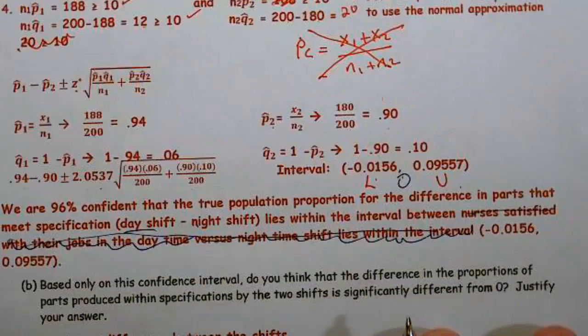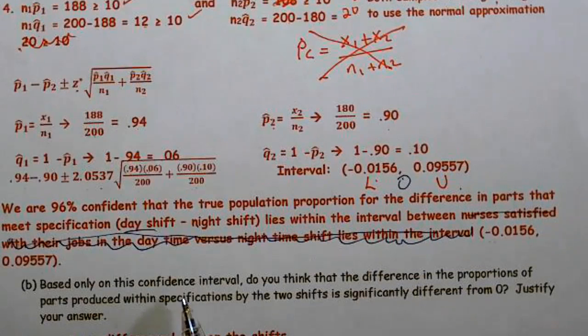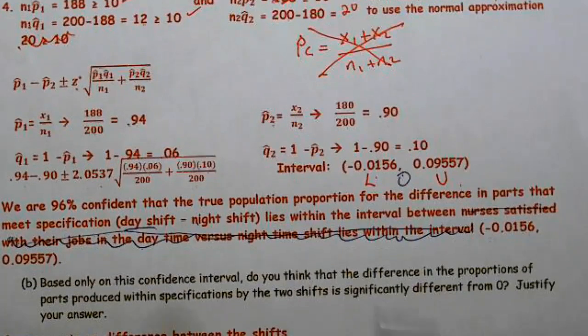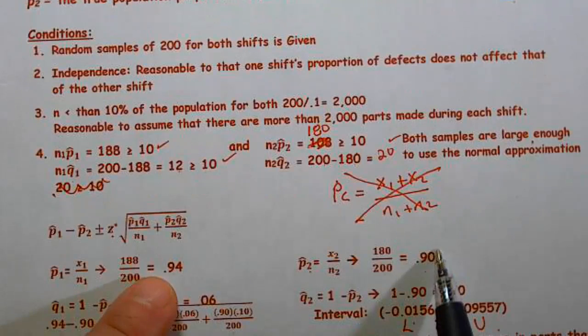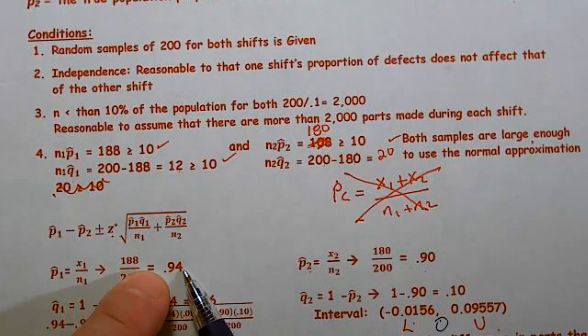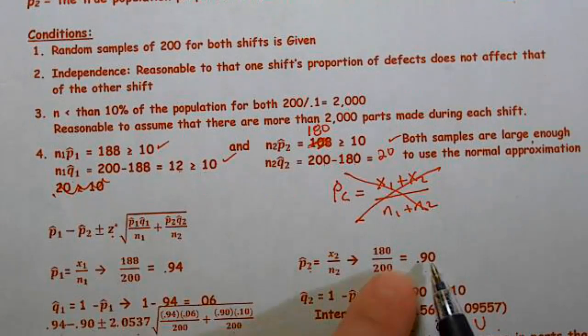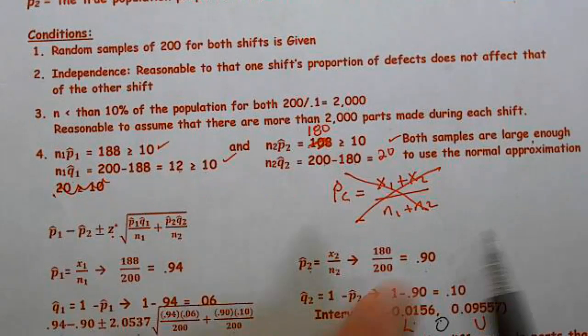Then we have part B. Part B says, based on this confidence interval, do you think that the difference in proportion of parts produced within specification by the two shifts is significantly different from 0? Justify your answer. Okay, so we obviously have some difference. We know we have a difference because we have a 94 and a 90. The day shift has a greater percentage of parts that meet specifications. The night shift has a lower percentage.